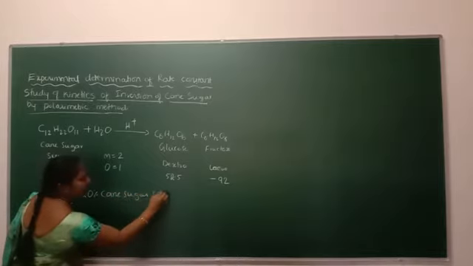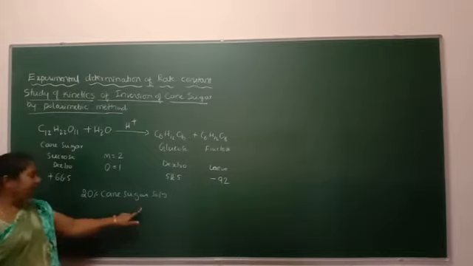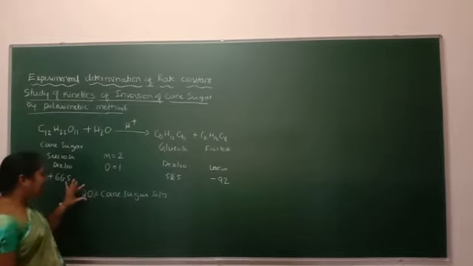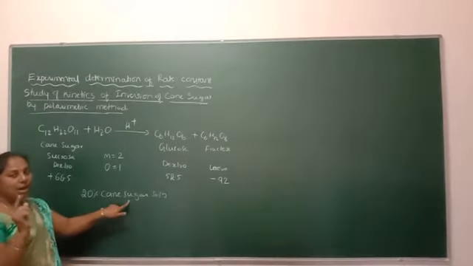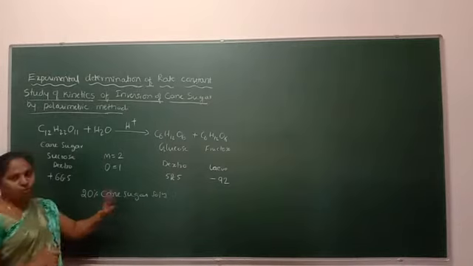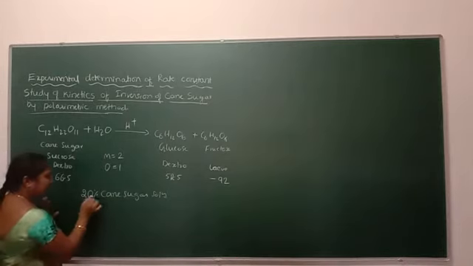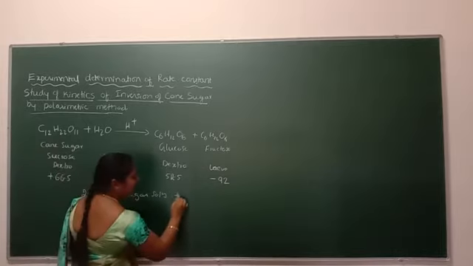Cane sugar solution. So 20% cane sugar solution is to be taken. That means 20 ml of cane sugar is dissolved in 100 ml of water, so that we are going to get a 20% cane sugar solution, and this 20% cane sugar solution is to be preserved by adding thymol.